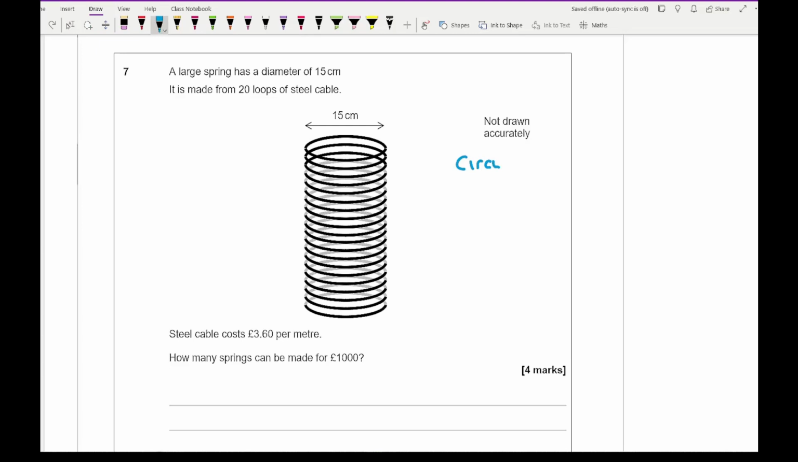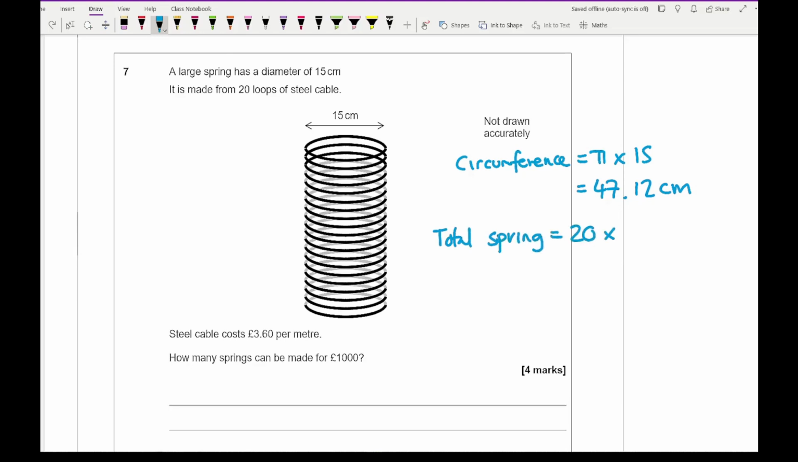So the circumference is going to be pi times 15, which is 15 pi, and 15 pi is 47.12, and that's going to be in centimeters. Now we then need to work out what the cost of one hoop is going to be. It is made from 20 hoops of steel, so the total spring is going to be 20 times 47.12, and that's in centimeters.